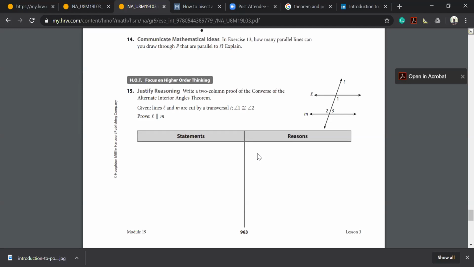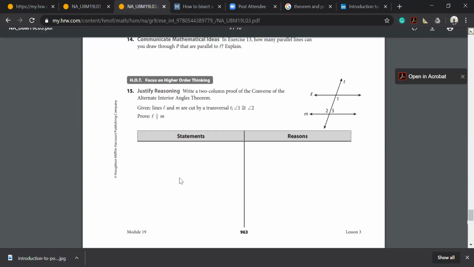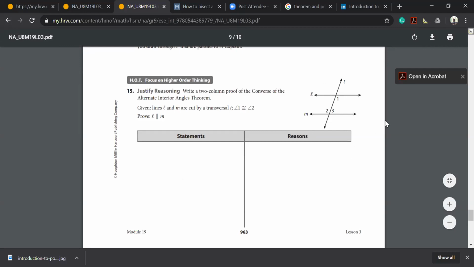Let's do it together. First of all, we said before, whenever you have a two-column proof, what is the first thing you should write? Your givens. How many givens do I have? We have here 2 givens. So the first line is going to be lines L and M are cut by a transversal, given, and angle 1 is congruent to angle 2, given. Right? And then, before we write anything, let's think, and then we will write.